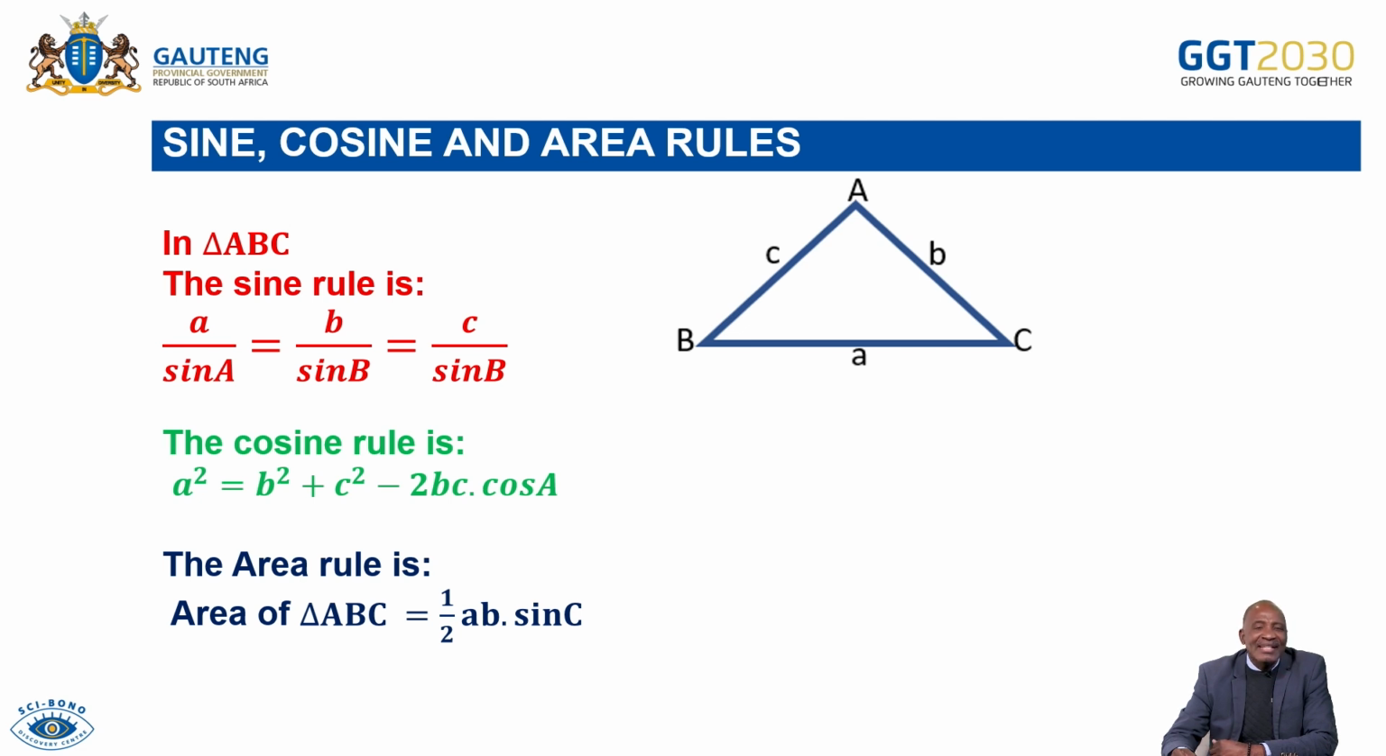So I have listed there all the rules that you need to prove today. We are saying in any given triangle ABC, alongside the sketch, the sine rule states that if you take the side a and divide by the sine of A, it will be the same as taking the side b divided by the corresponding sine of angle B, then side c divided by the sine of angle C. So the sine rule states that a divided by sine A equals b divided by sine B equals c divided by sine C.